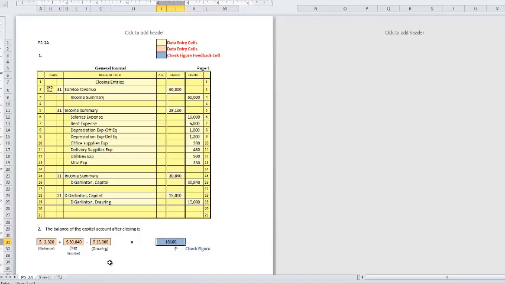So our new capital balance is $18,160. After the closing process, the revenues, expenses, and drawing accounts will be 0, and the capital account will be updated with the new capital balance.